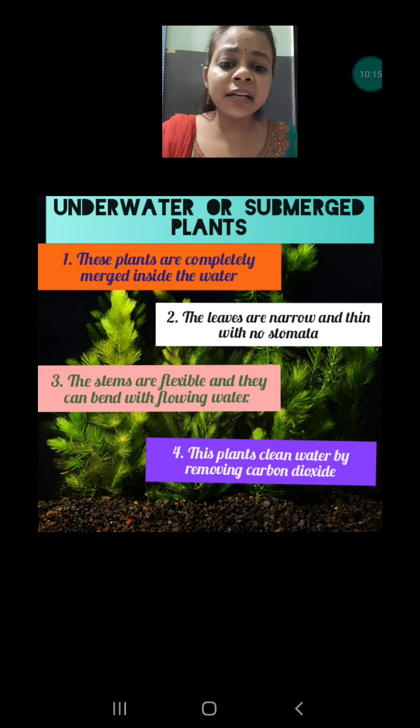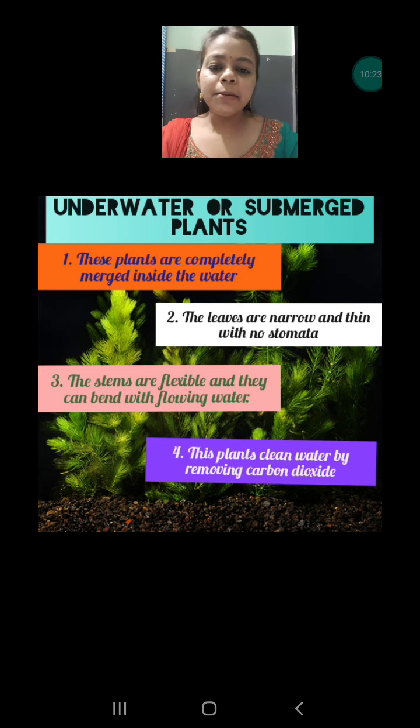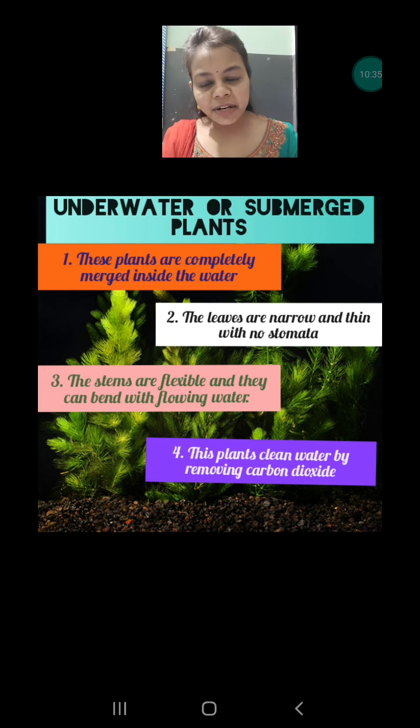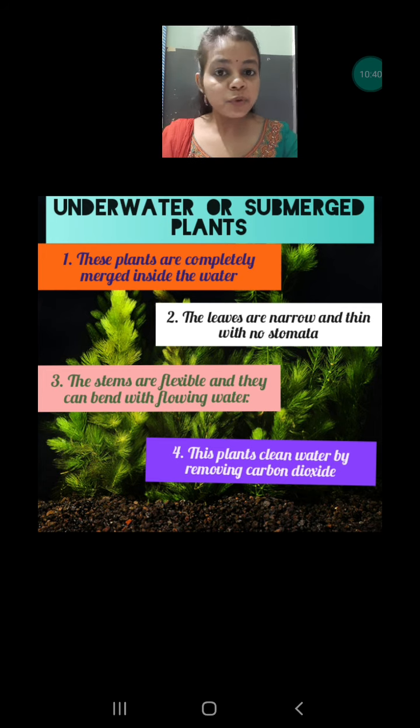The last, the plant cleans water by removing carbon dioxide. Very, very important. You all know, in the water not only plants but the animals are also living. Okay, and they are releasing carbon dioxide continuously, and that carbon dioxide is used by these plants. Okay, so these plants are using carbon dioxide and releasing oxygen, which is used by the aquatic animals. Okay, in this way the balance of the oxygen is maintained in the water bodies. So these underwater plants are very, very important to clean the water.